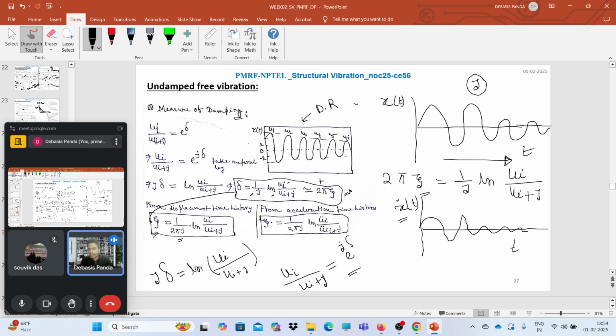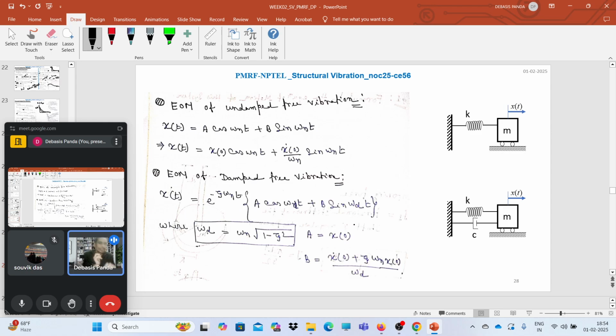If we have the acceleration response, similarly, zeta can be calculated as 1 by twice pi j, j the number of cycles, multiplied by ln of ui double dot by ui plus j double dot. So in this way, from the concept of logarithmic decrement and from the free vibration test, we can find out the damping of a system. We will see a few examples so that things will get more clear.